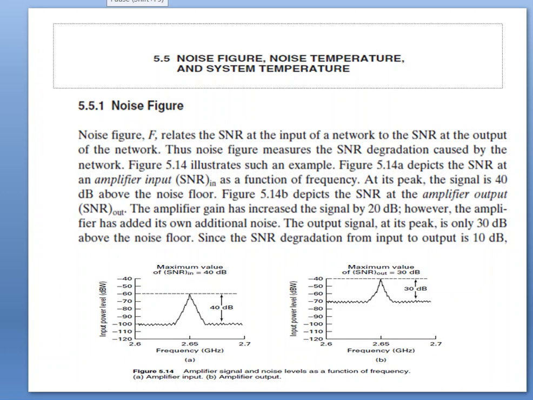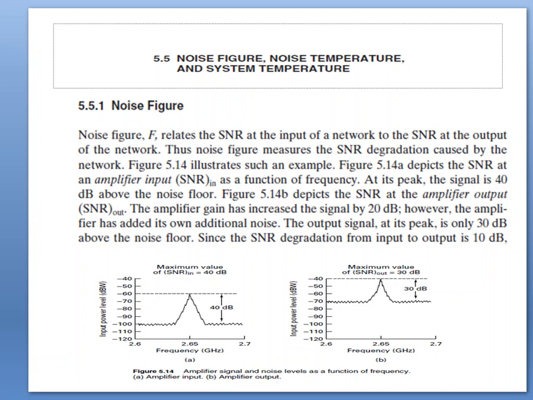In this session, we discuss the noise figure, noise temperature, and system temperature concepts. Noise figure F relates the SNR at the input of the network to the SNR at the output of the network. The noise figure means the SNR degradation caused by the network. The figures below explain this.